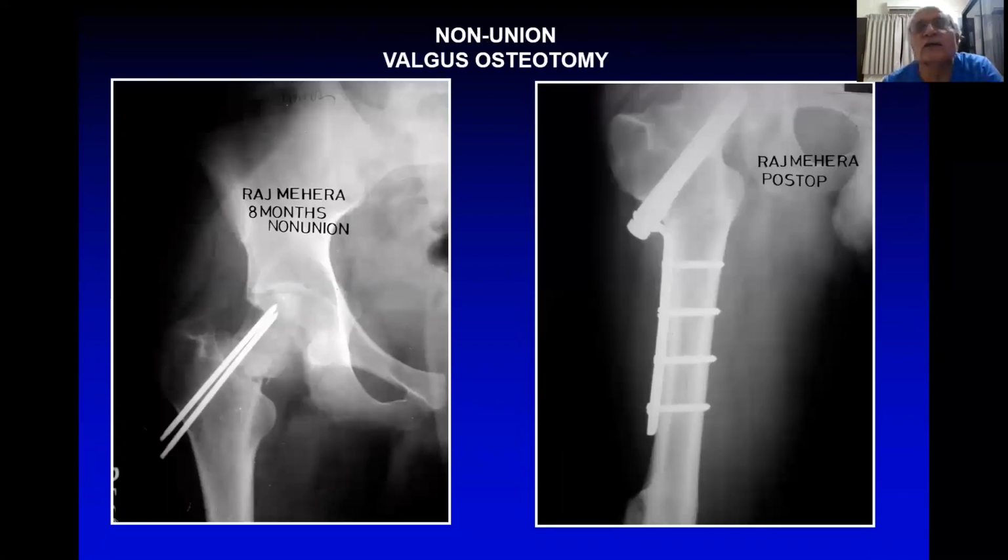So I told you, this is one more operation for a transcervical fracture neck femur. There has to be fibrous union, then this operation works. If it is pseudoarthrosis, probably this operation may not work well. So there should be firm fibrous union at the level of the fracture site at the transcervical level. Then this operation works beautifully. This is one more operation done again by my chief, and look at how beautifully the non-union is healed. It was an 8-month non-union. So this operation works beautifully.